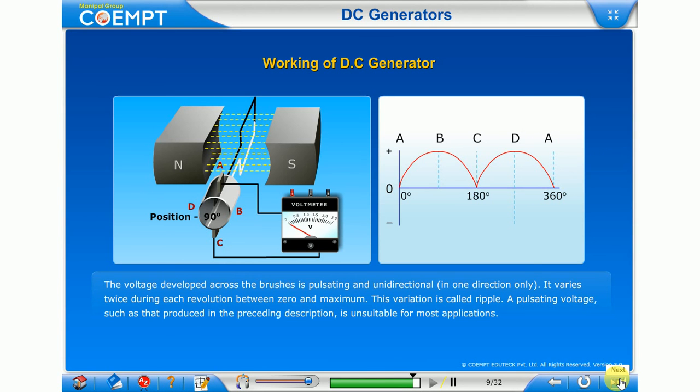This is equal to P phi N divided by 60 multiplied by Z divided by A. Therefore, the EMF generated EG is equal to P phi Z N divided by 60A, measured in volts, where A is equal to 2 for wave winding and equal to P for lap winding.